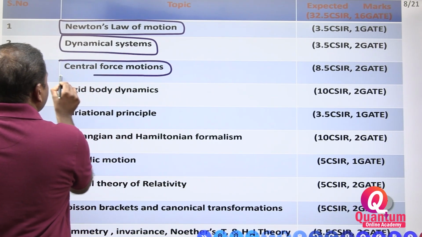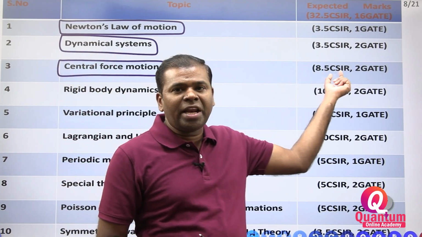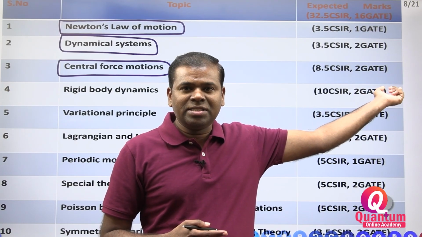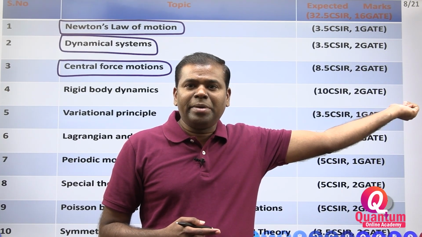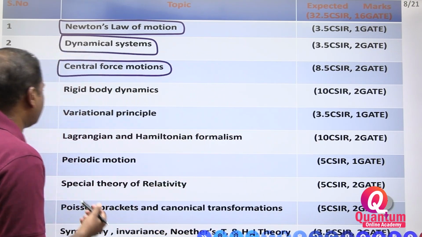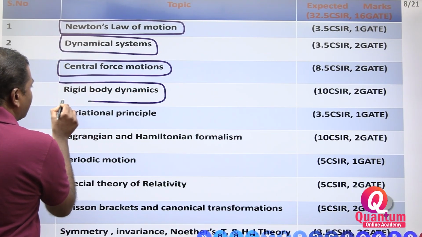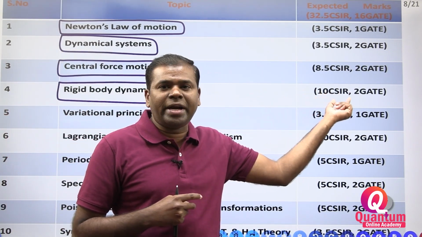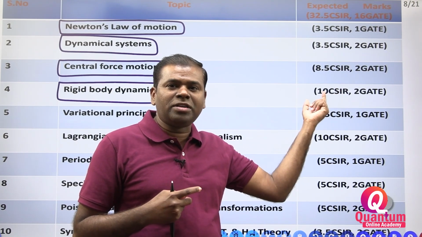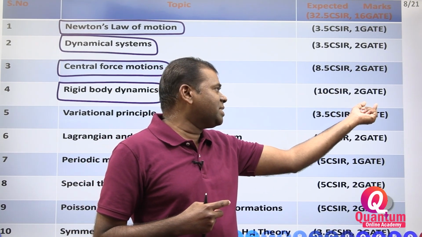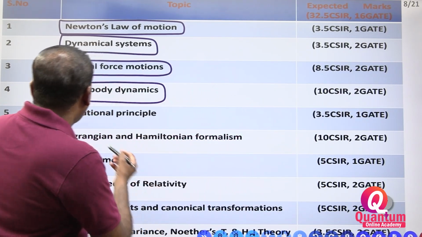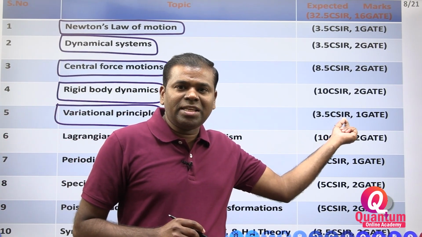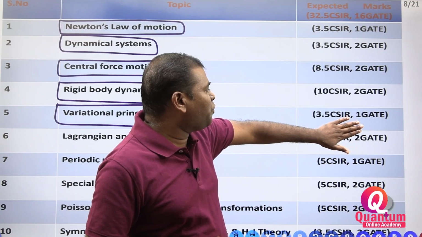Central force motion is very important. One 5 mark or one 3.5 marks question they may ask in CSIR examination. In GATE examination also, you will get the 2 marks question. Suppose you take rigid body dynamics. 2 questions you get in rigid body dynamics, two questions of 5 marks each. That is 10 marks for CSIR, 2 marks for GATE. Next, variational principle. From variational principle, you may get 3.5 marks and 1 mark for GATE.